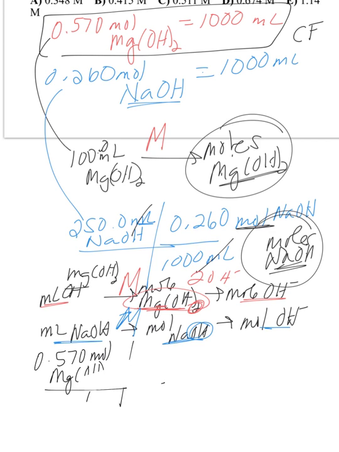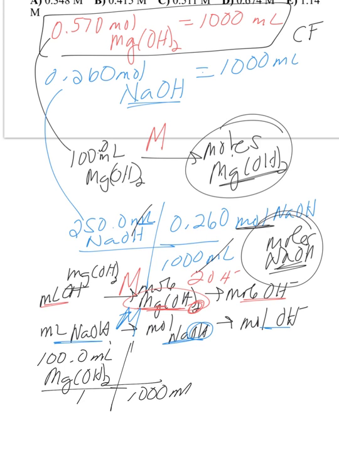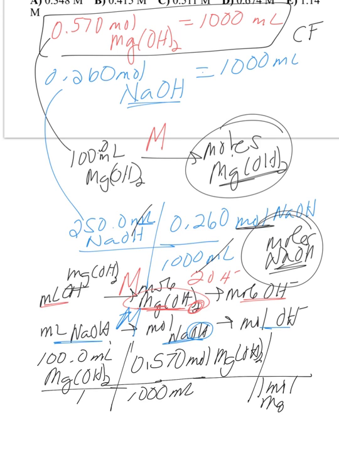No, you want to start with volume. Sorry about that, so erase that. Let's start with the volume. You're given 100 milliliters of magnesium hydroxide. And now your conversion factor: 1,000 milliliters has 0.570 mole of magnesium hydroxide. And for 1 mole of magnesium hydroxide, you have 2 moles of hydroxide.